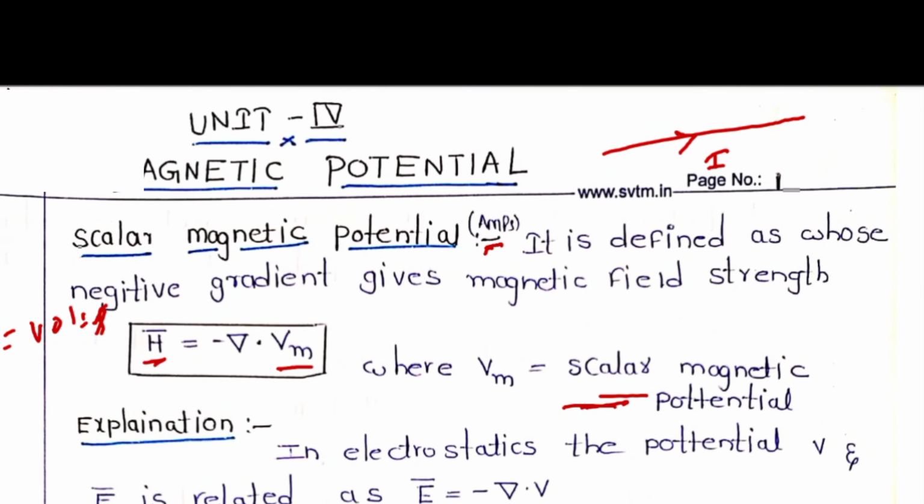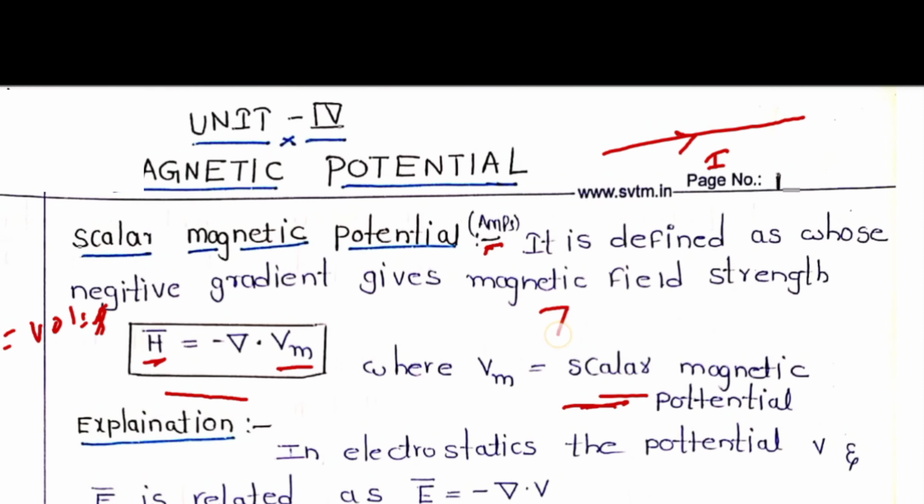There is a longer explanation for why H equals minus del Vm, the negative gradient. Why is it so? Because Vm is the scalar magnetic potential, it must satisfy the properties. The property is del cross del V equals 0. Here H equals minus del Vm, we know that.